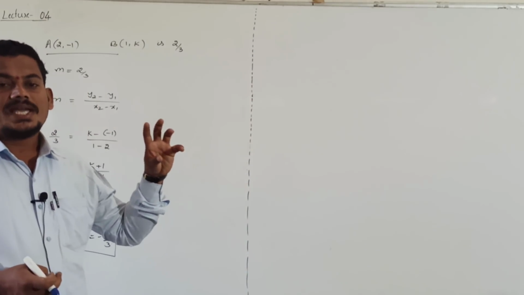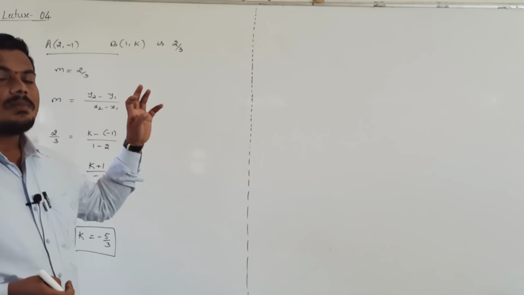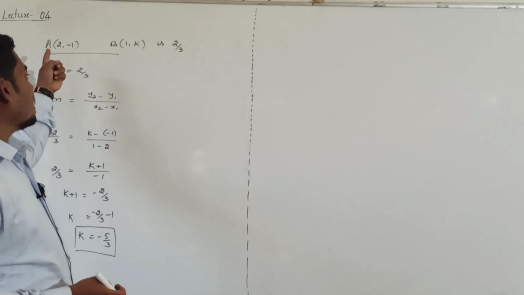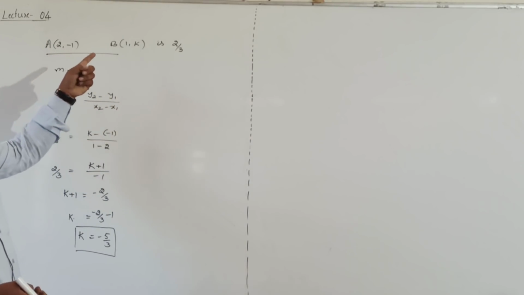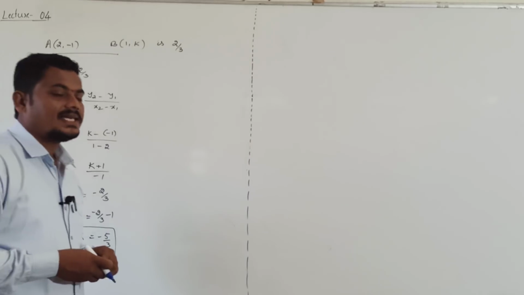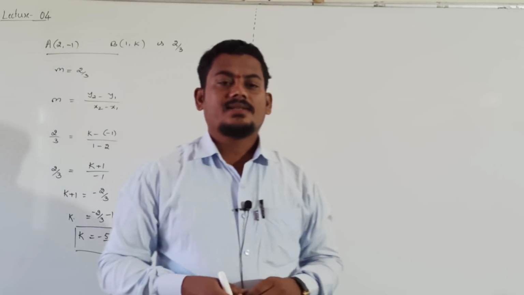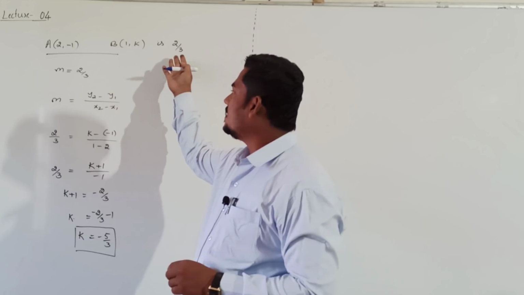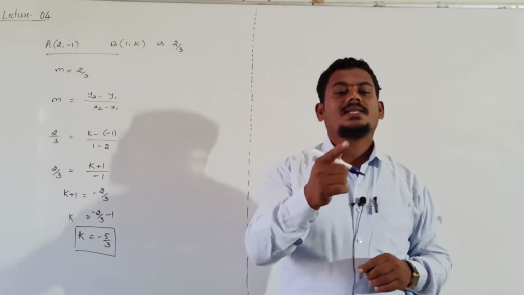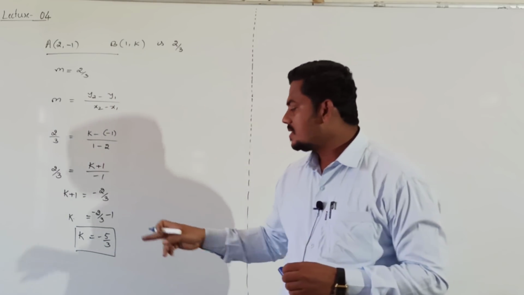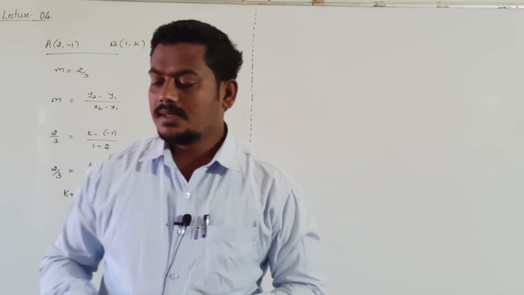Find the value of k so that the slope of the line joining the points A of 2 comma minus 1 and B of 1 comma k is 2 by 3. When the slope of the line joining these 2 points is 2 by 3, then clearly the k value is minus 5 by 3, right? Next problem.